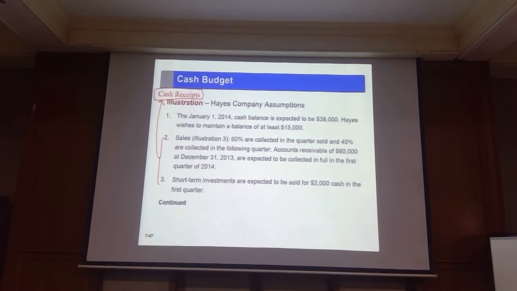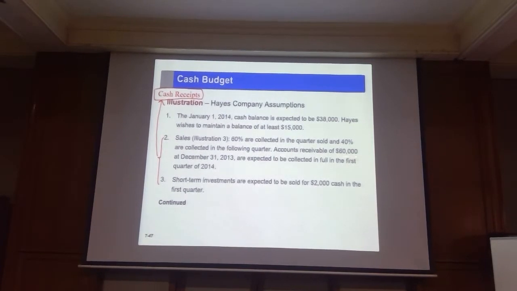Okay, and then the second assumption related to sales. Okay, from our sale budget, that is the total sale, right? And for the sale that we have, we know that 60% of the revenue will be collected in that quarter. Okay, and the rest 40% will be collected in the following quarters. So it means that if you sell 100 baht, right, 60 baht will be collected right away in that quarter, and the rest 40 baht will be collected in the next quarters.